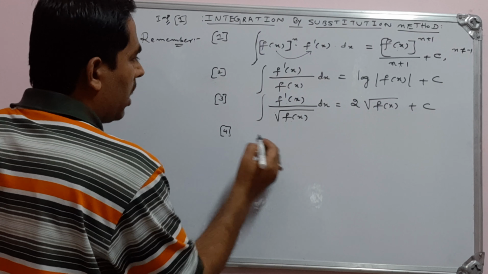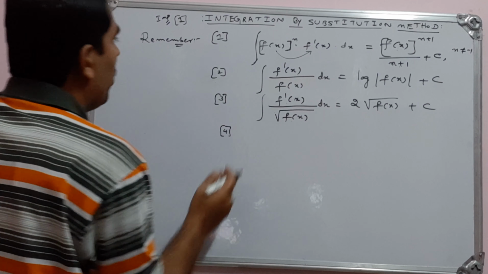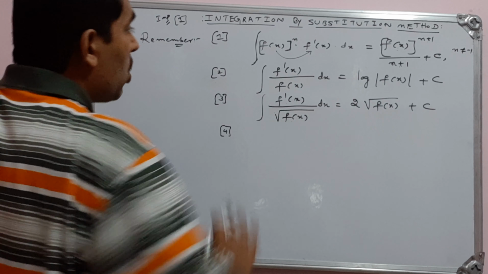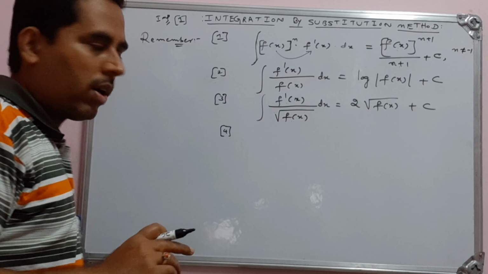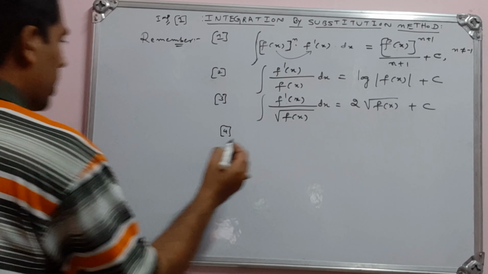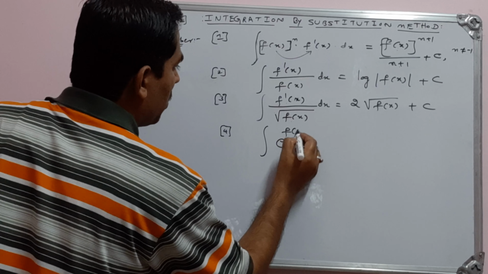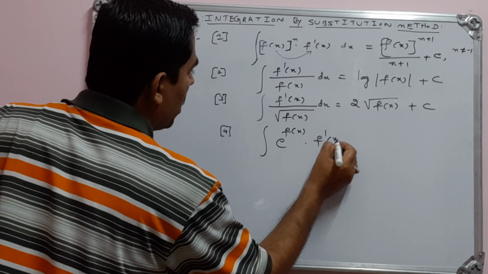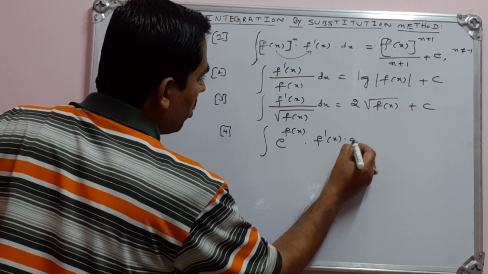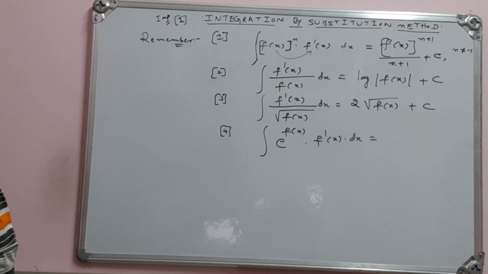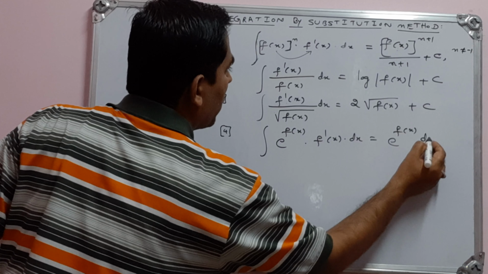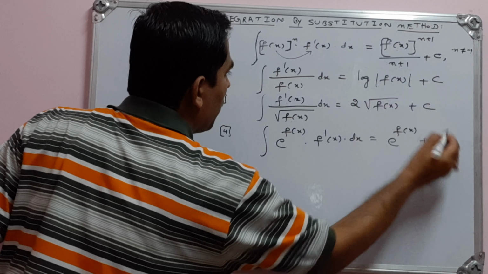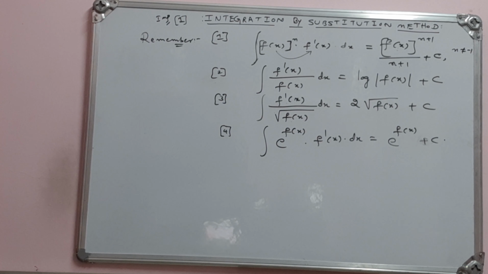Then another standard form is, see, these are all very, very important. If you remember all these standard forms, this session is very, very important. I am going to discuss all these forms. The last form is the integration of an exponential function and the derivative of this, f dash x. If the function under the integration is like this, we can write the answer as e to the power of f of x plus c. These are the 4 very, very important standard forms.